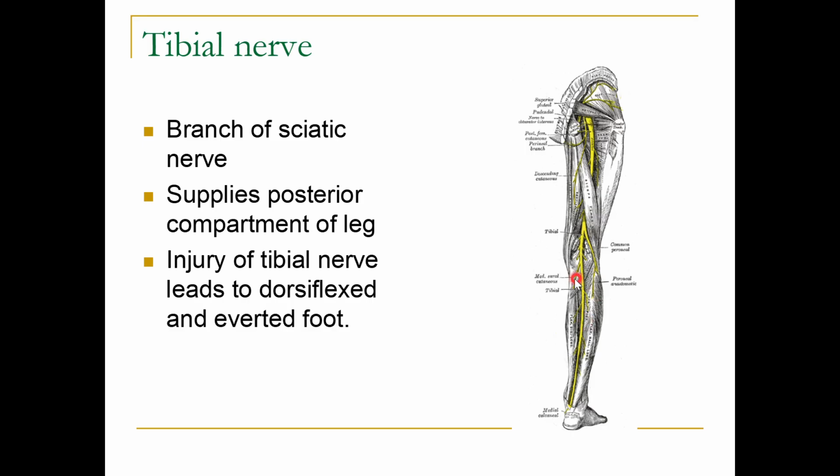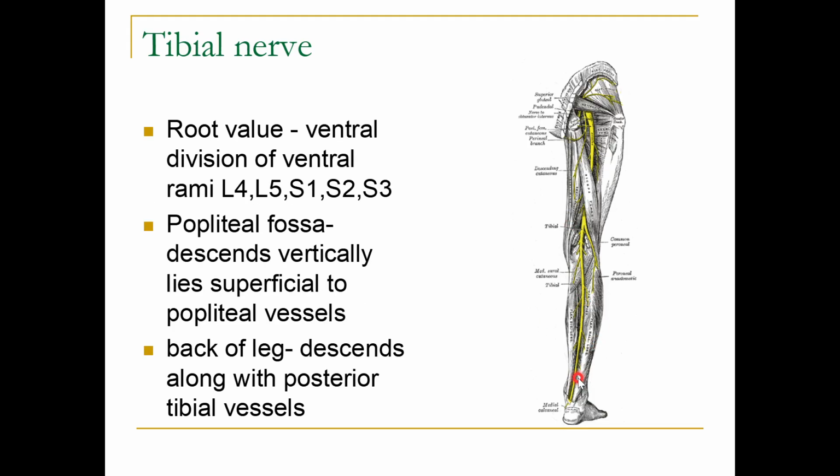So in the case history, there was weakness of calf muscles and also atrophy of the calf muscles. And injury to the tibial nerve leads to a dorsiflexed and everted foot. If it is plantar flexed, then we have to think about the common peroneal nerve. But here it is a dorsiflexed and everted foot. So this is the injury to the tibial nerve.